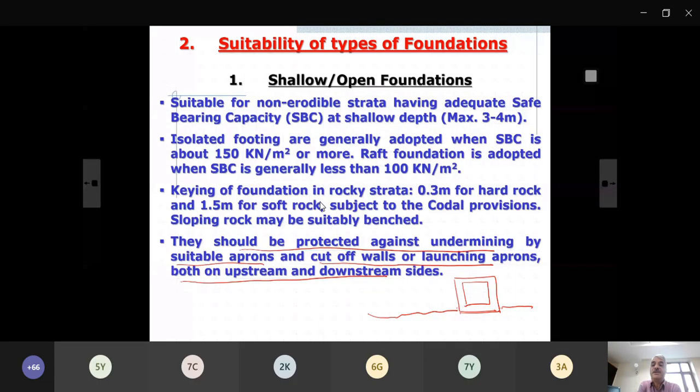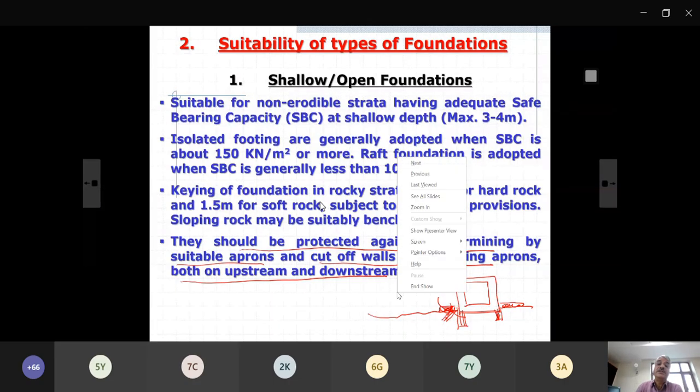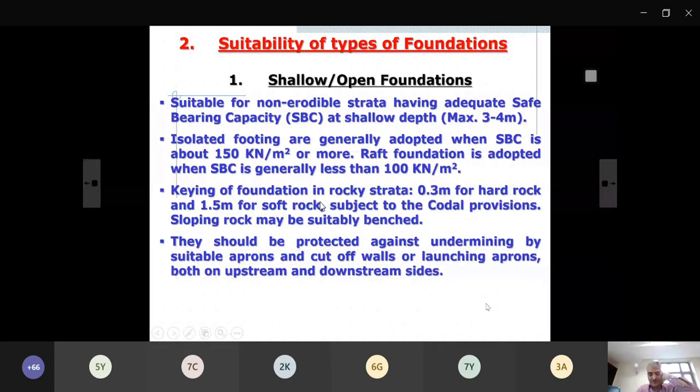In addition to that, you also put some arrangement like a cut-off wall, toe wall, and you put some launching apron here, depending on how erodible your strata is. So that if there is an erosion, this launching apron will launch and it will prevent further erosion. And this cut-off wall and toe wall also you give to avoid erosion. So this is another important point: suitable erosion protection measures should be taken in case of shallow or open foundations.